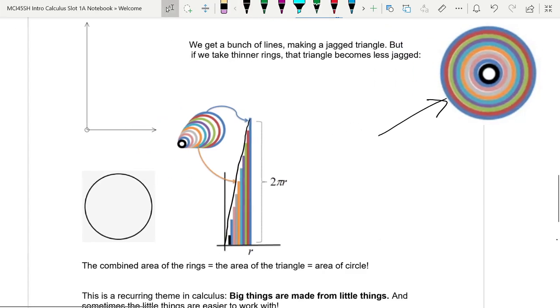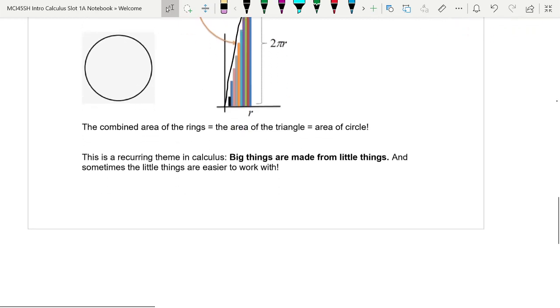And this is, as it says in the notes here, going to be a recurring theme in our calculus. Big things are made from little things. Sometimes the little things are easier to work with, and sometimes you can count them to infinity. And that allows you to get a value that isn't infinity. So that's the theme of the first lesson, and that's the introduction to what calculus is about.